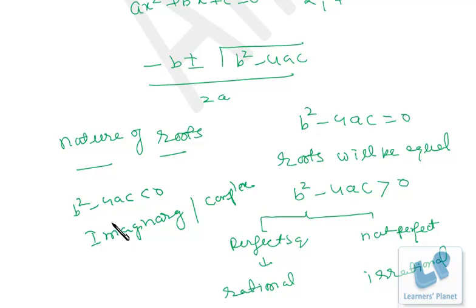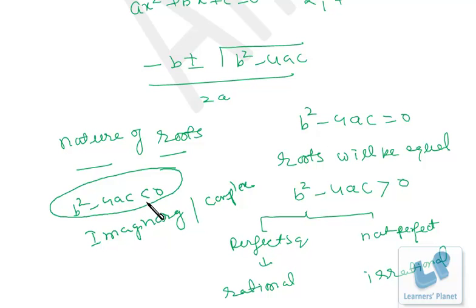Okay, so the three situations we have discussed: b square minus 4ac is equal to 0, that means b square is equal to 4ac, that means both the roots of the equation will be equal. If b square minus 4ac is greater than 0, there are two situations, perfect square or not perfect square. If it is a perfect square, the roots will be rational. If it is not a perfect square, the roots will be irrational. But in both cases, the roots will be real only. The roots will be not real, or imaginary or complex, only in the case when b square minus 4ac is less than 0, right?